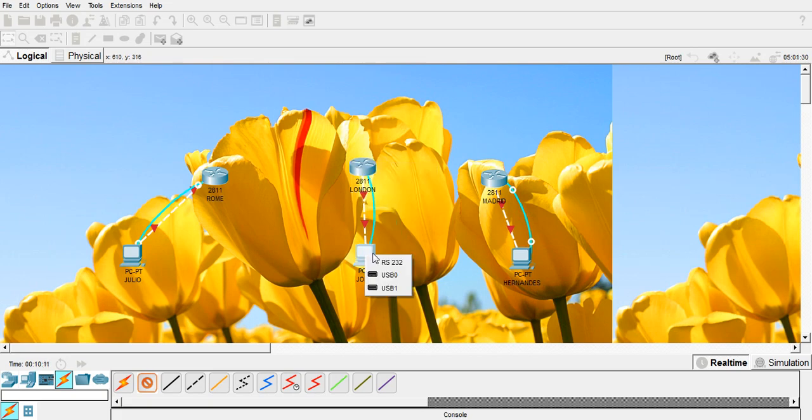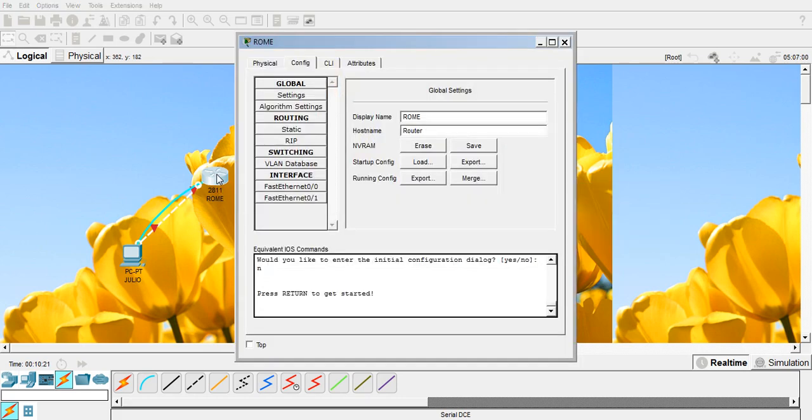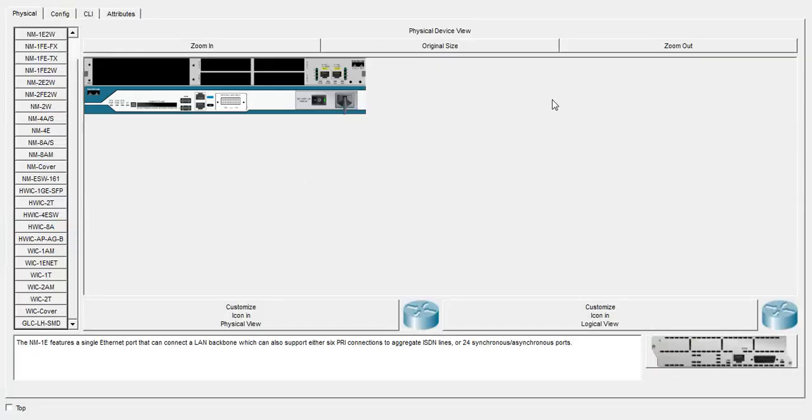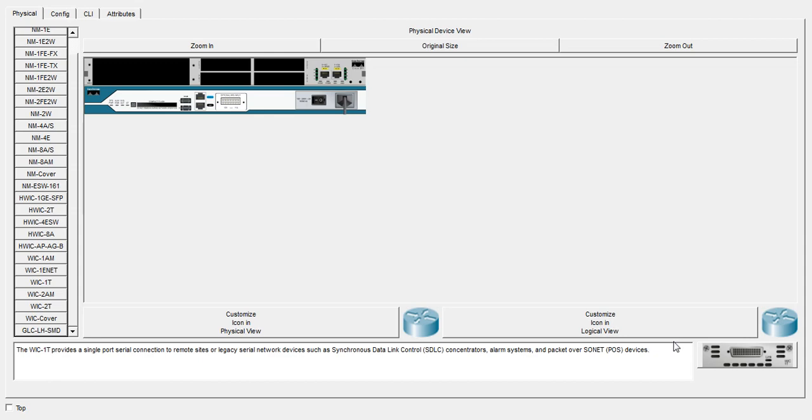Good. Now I have to connect my serial cable as usual. Oh, I don't have a serial port yet. So as usual, I'll go into this router and insert serial modules, and just like we did in the previous class, we switch off the router first, then select this module and power it back on.